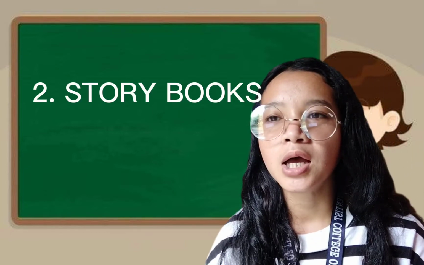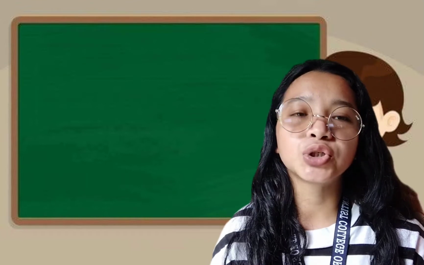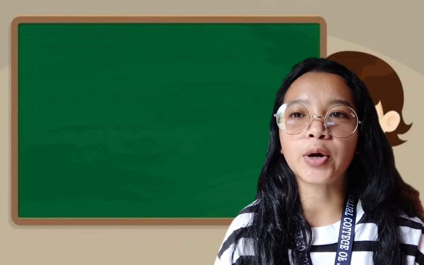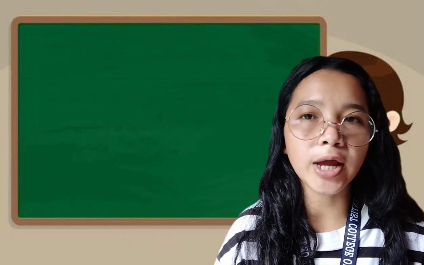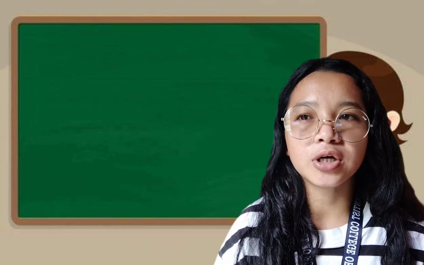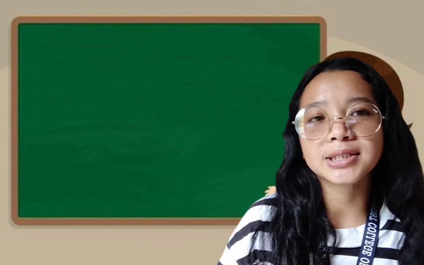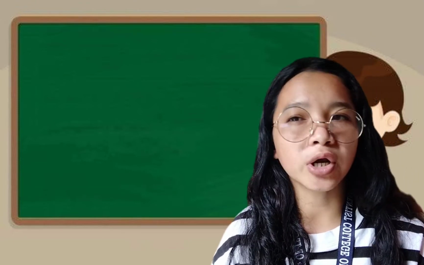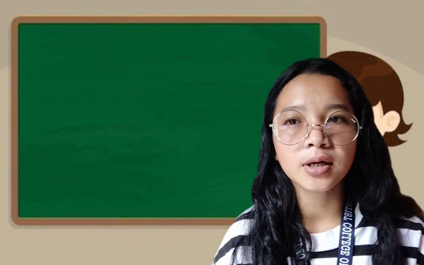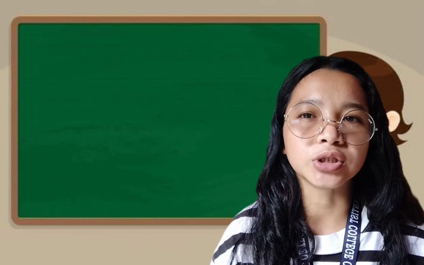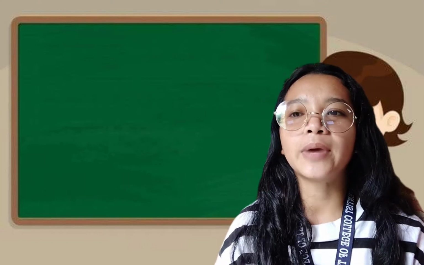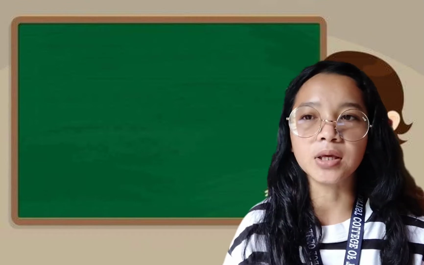Number 2, storybooks. Storybooks tell a story accompanied by pictures and illustrations where there is more text than pictures. For example, storybooks will help children. Storybooks will enlighten children. Storybooks will make the child happy.